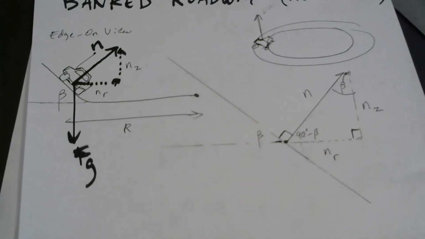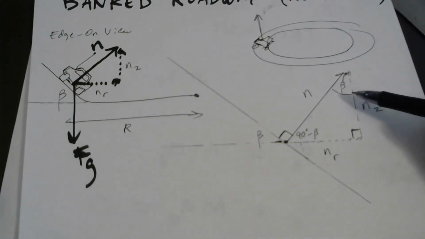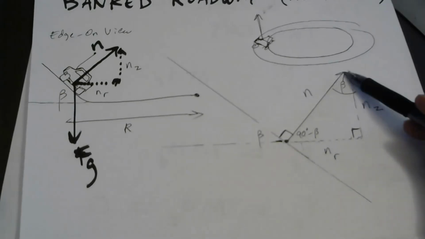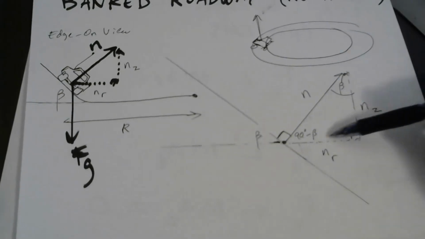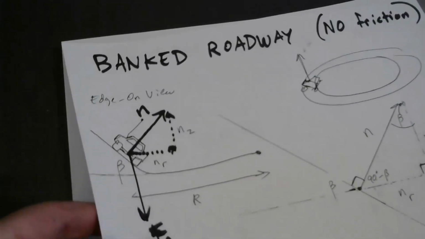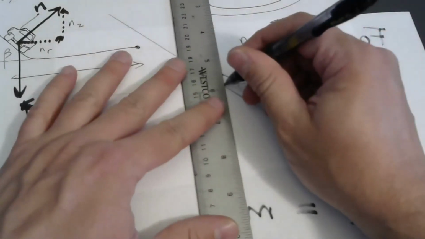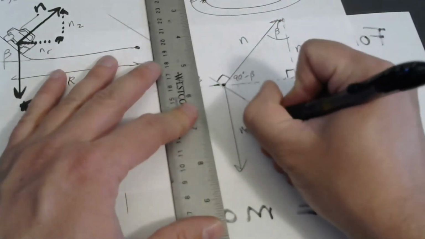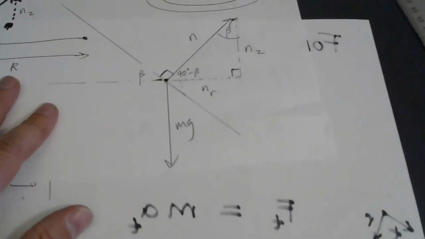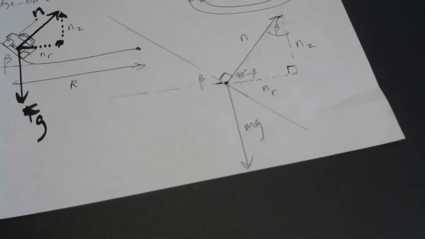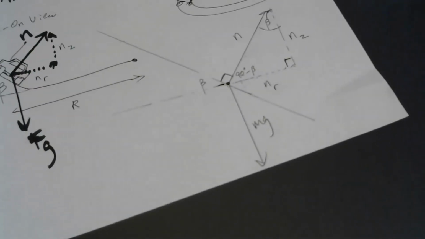Okay, now that we've identified this angle, we can use the hypotenuse to get the various components. It's time to write our equations. Don't forget about gravity. All right. Let's grab a blank sheet of paper.